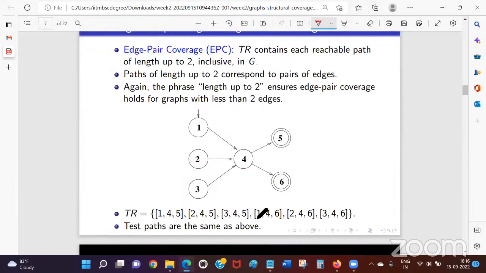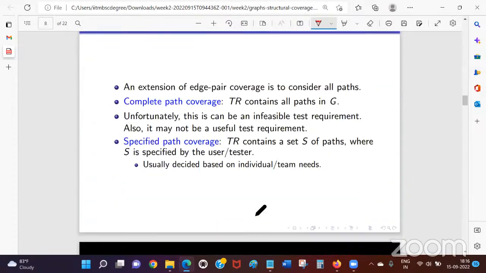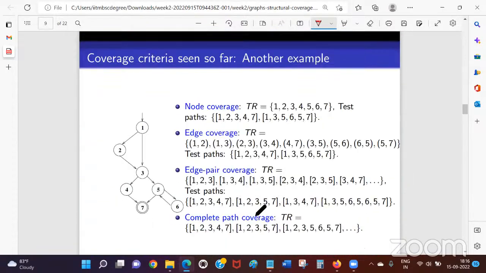This is basically about the edge pair coverage. We'll see it in more detail with a complete graph. So let's start with this. We have a big graph. So we need to do the thing. Okay. If you consider the node coverage, how many nodes do we have?